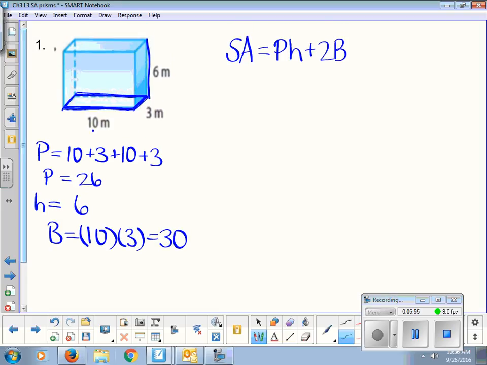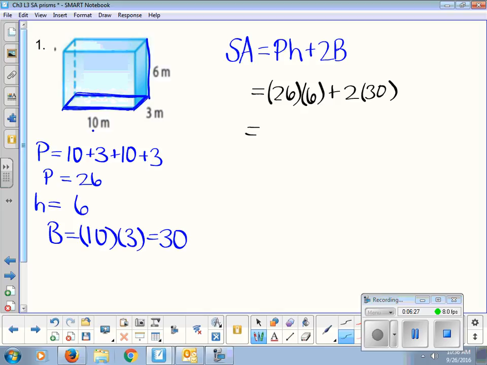Okay, go ahead and plug in your values into your formula. P we know was 26, H is 6, bring down our plus 2, and our area of the base is 30. Our next step would be to do what with these numbers? Do we multiply or add? What comes first in order of operations?